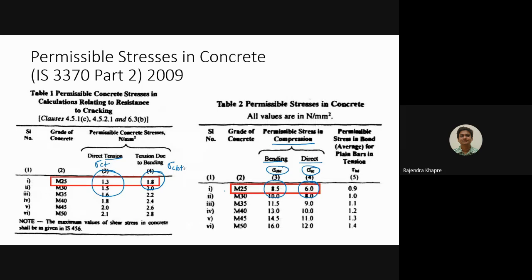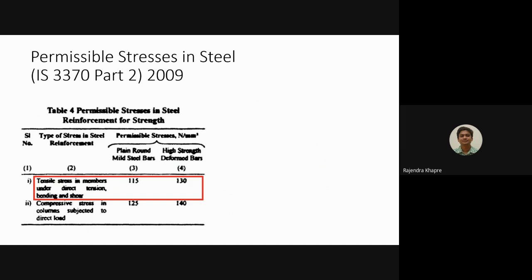Okay, so these values you have to remember, because based on these values you have to find out the design constants. Okay, so let us proceed further. Now there is another table, that is table number 4, and table number 4 deals with the permissible stresses in steel. Okay, so we are using the main reinforcement as HYSD bars. Okay, and for distribution reinforcement you can use mild steel bars.